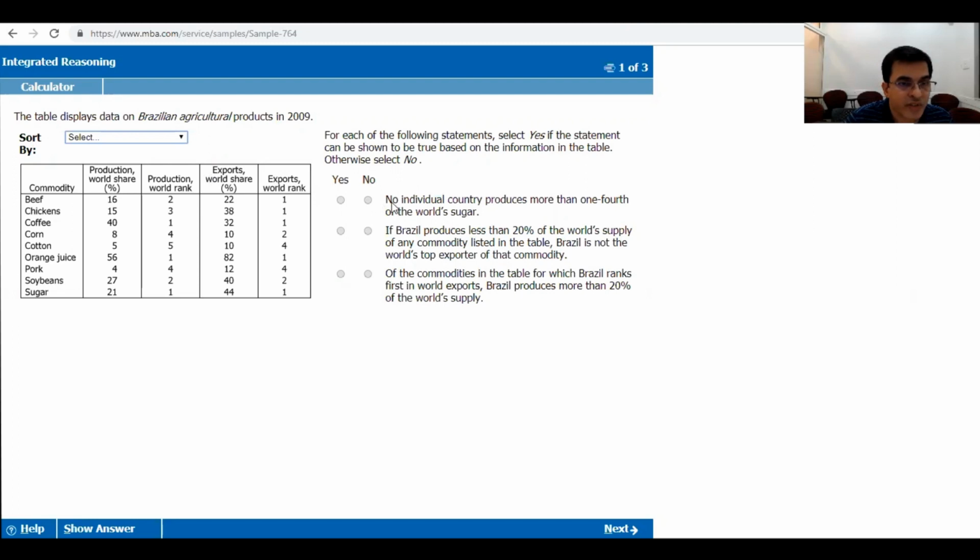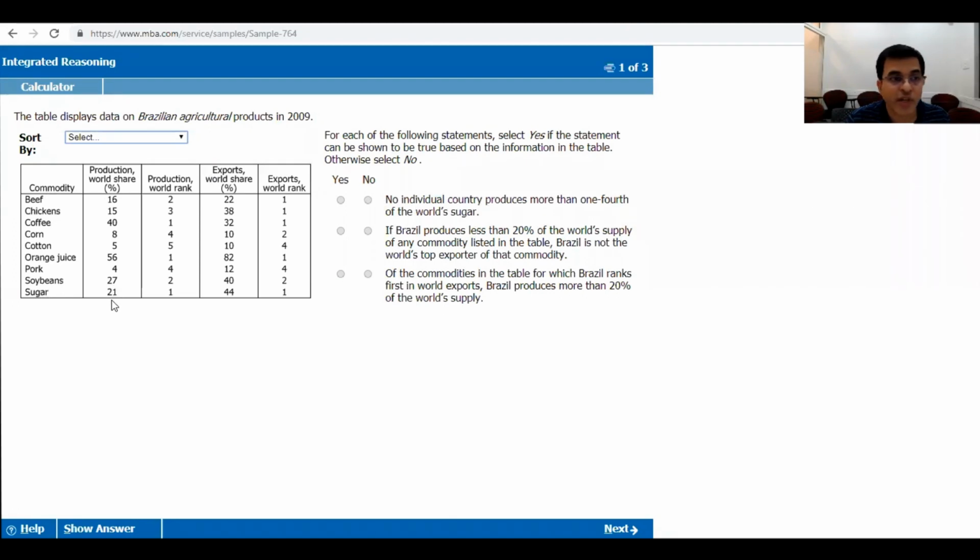So for the first statement, it says no individual country produces more than 1/4 of the world's sugar. We want to mark a yes if we can say such a thing from the table, or no if we cannot say such a thing from the table. So for that, the first thing we will do is scan the table for sugar. So here is where the data for sugar is.